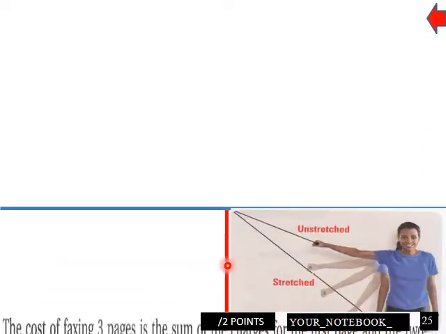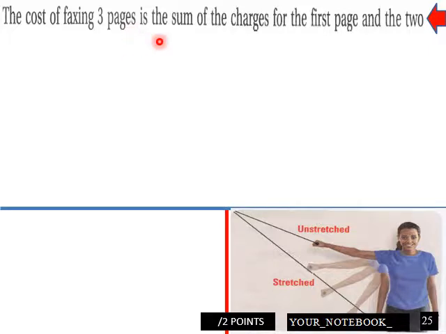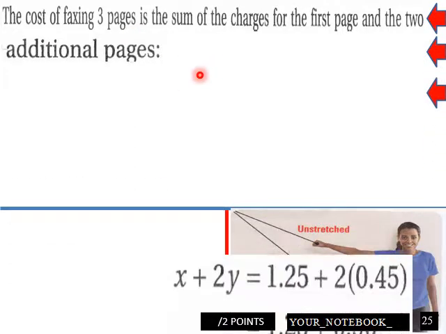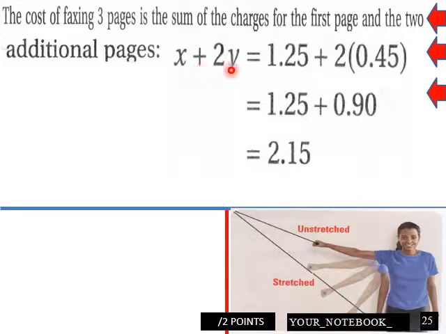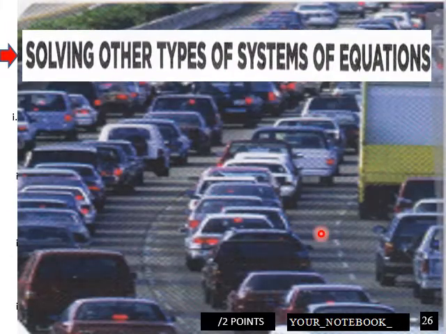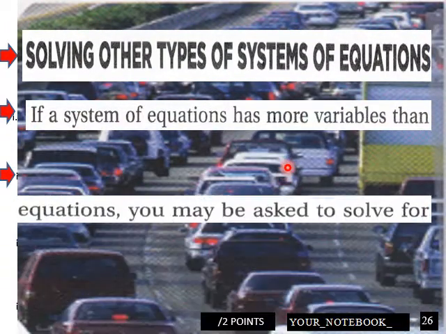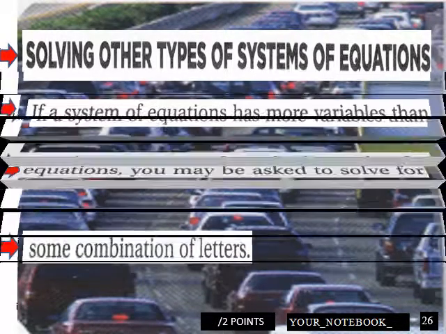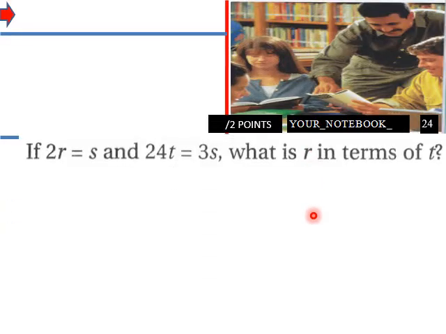So our solution, the cost of faxing 3 pages is the sum of the charges of the first page and the 2 additional pages. So x plus 2y equals 1.25 plus 2 times 45 equals 2.15. The cost of faxing 3 pages is $2.15, and that was done by equations. Solving other types of systems of equations, with more variables, you may be asked for some combination here.